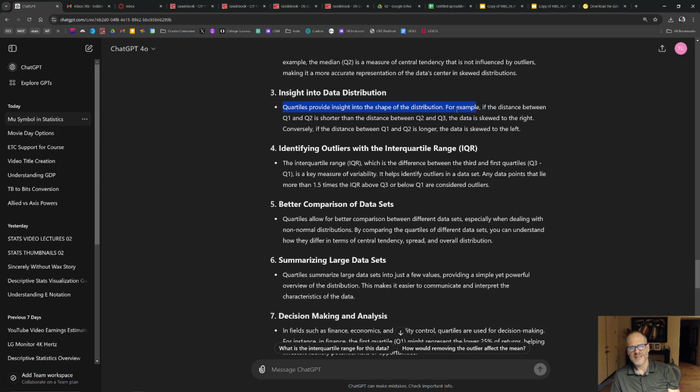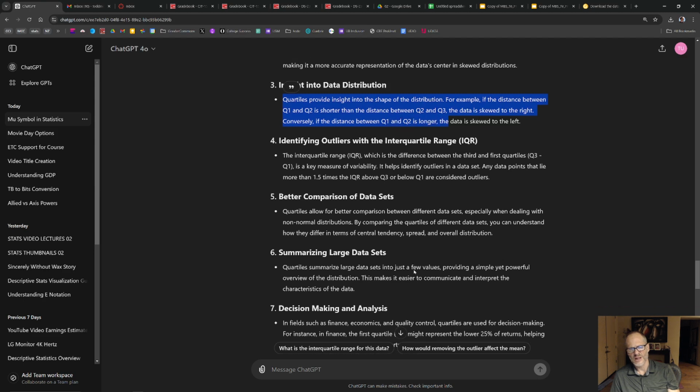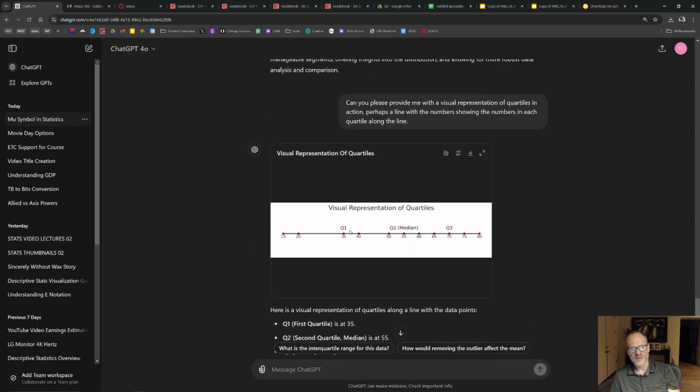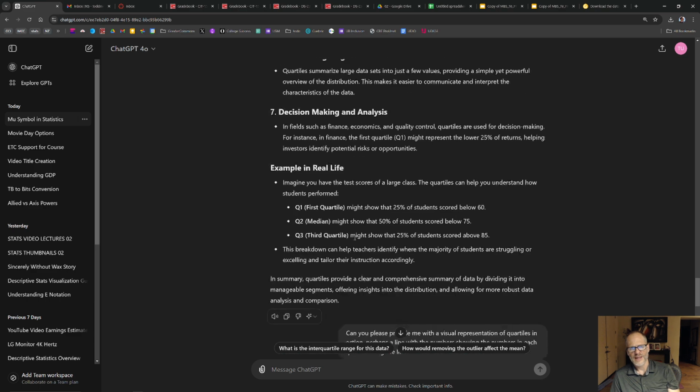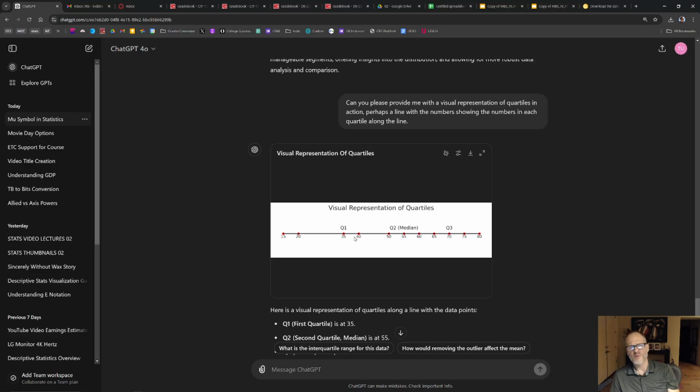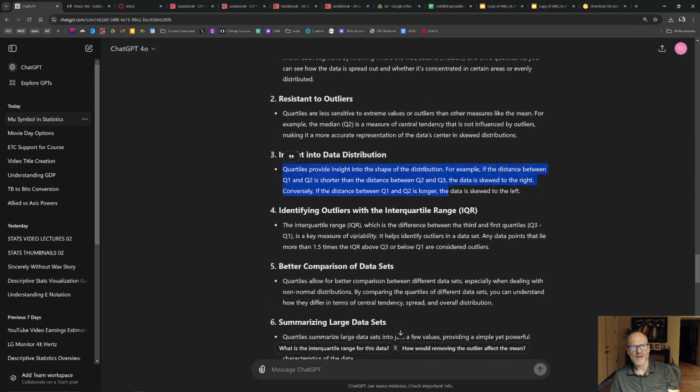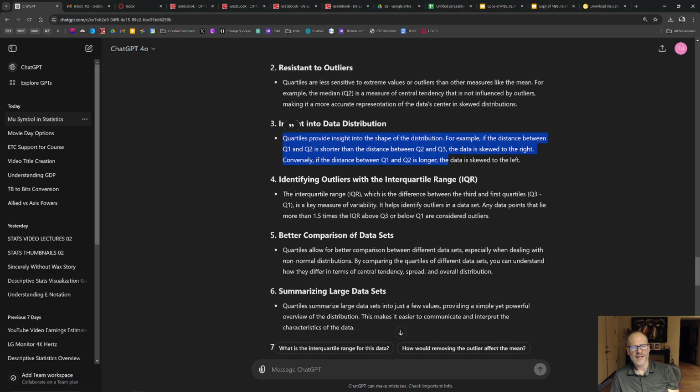For example, if the distance between Q1 and Q2 is shorter than the distance between Q2 and Q3, the data is skewed to the right. Conversely, if the distance between Q1 and Q2 is longer, the data is skewed to the left. And so here the distance between 35 and 50 is 15, but between 50 and 70 it's 20, right? So there's a greater distance here than here, and that gives us some information about what our data looks like and how the data is distributed.